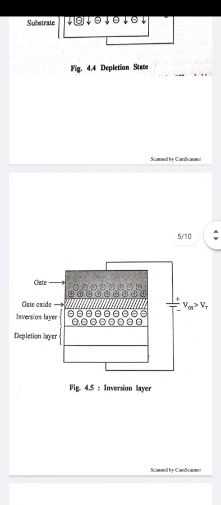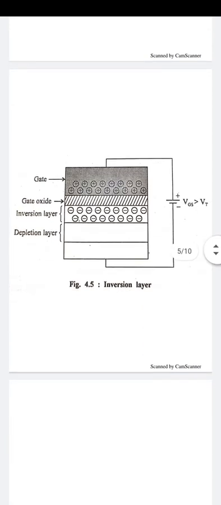Basically here I will show in this diagram, when we produce a sufficient gate to source voltage over the threshold voltage, underneath the gate between the drain and source, the majority carriers are the holes that have positive charge. When we increase the gate to source voltage, the holes are depleted and the negative charges, electrons, accumulate there. So positive charge, p type, is converted to negative, n type. So an inversion layer is created basically.